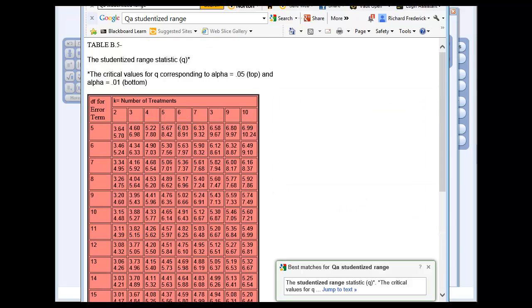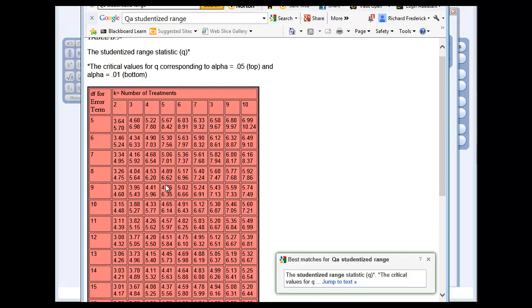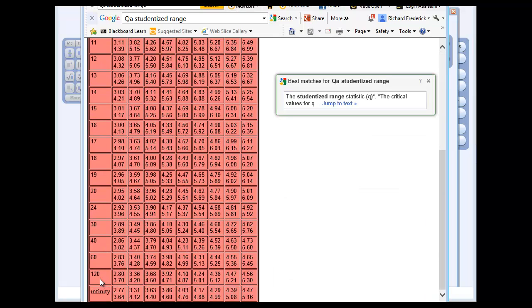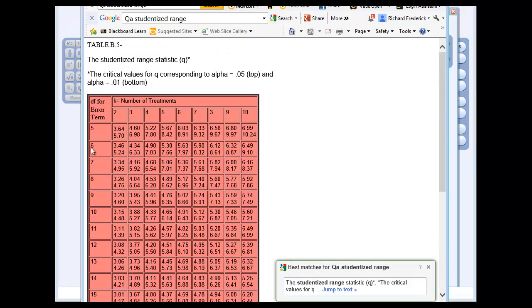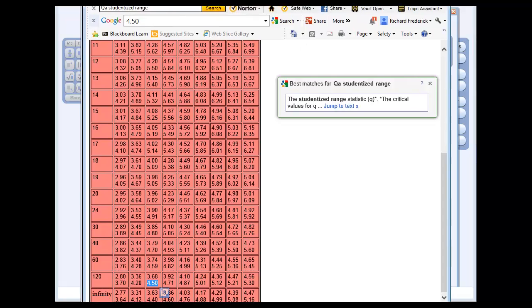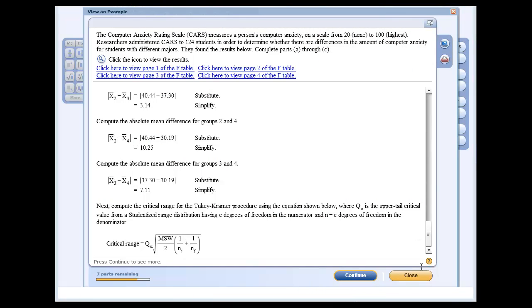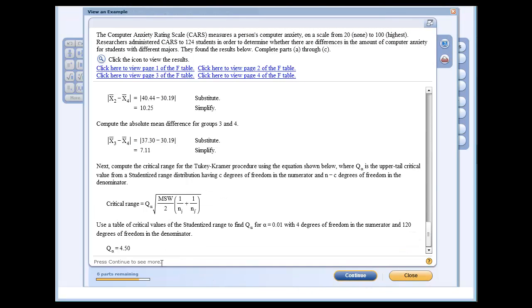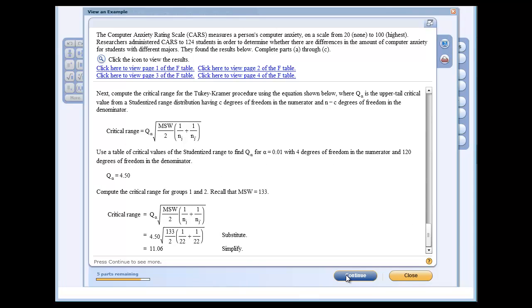So here we have 4 treatments and 120 or more subjects, and then they're stacked. The top value is alpha equals 0.05, and the bottom value is alpha equals 0.01. So we find our Q value is 4.5 here. Okay, so see, there it is. Q is 4.5.